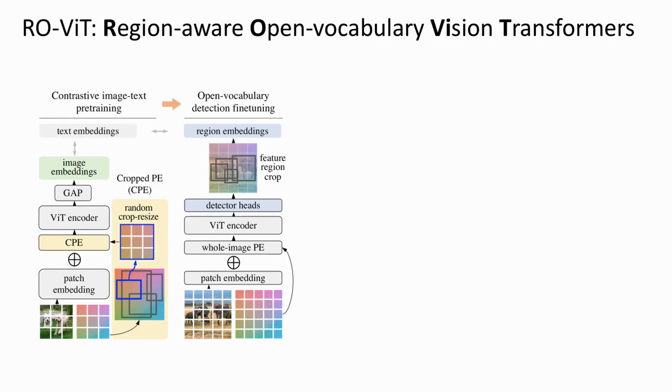Existing vision language models are designed for image-level tasks such as classification and retrieval. In this paper, we aim to enhance the image-text pre-training for region-level downstream tasks, which is open vocabulary detection. At pre-training, we propose to randomly crop and resize regions of positional embeddings instead of using the whole image positional embeddings. This better matches the use of positional embeddings at region level in the detection fine-tuning.